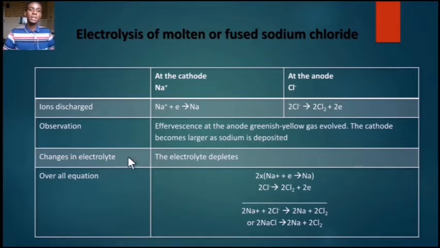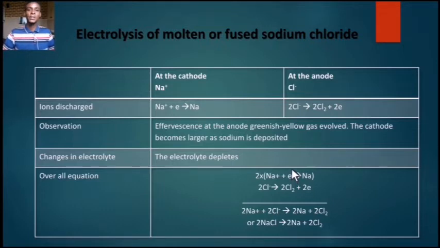So what happens to the electrolyte? Since we don't have other ions remaining, the electrolyte is depleting. In other words, it finishes. It drains down until it gets to a minimal level. So we're adding the reaction at the cathode and the reaction at the anode to give us the overall reaction. Since our electron here is 2 and we have 1 here, we multiply here by 2 to give us a balanced chemical reaction.